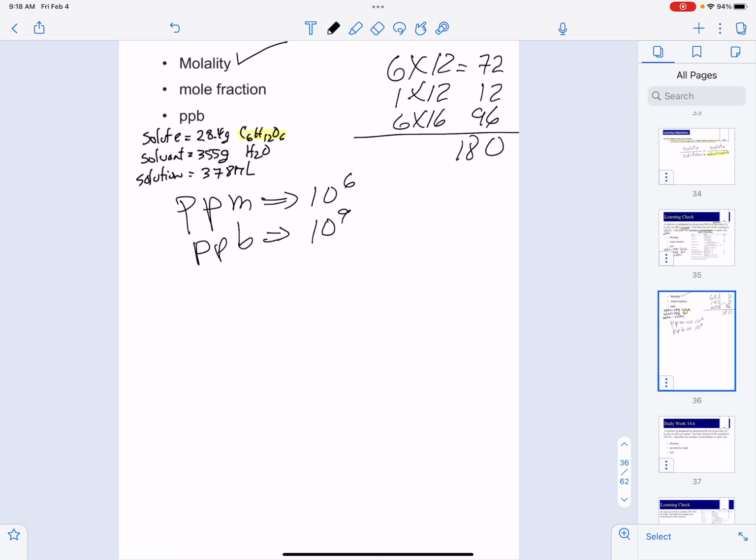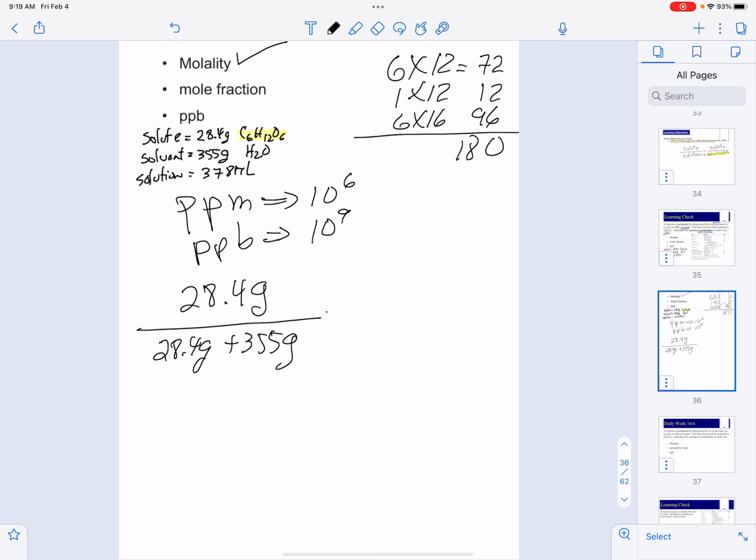So the mass of the solute is 28.4 grams. The mass of the solution is 28.4 grams plus 355 grams. So that's going to be 28.4 divided by 28.4 plus 355. When we do that, we get 0.0741. That's just the ratio. So what about parts per billion? 0.0741 times 10 to the 9. So how many parts per billion do we have?